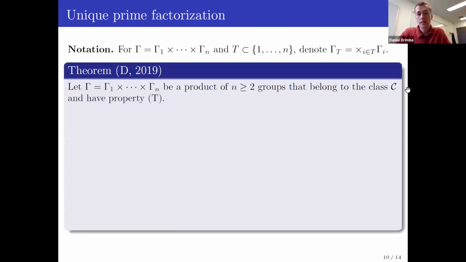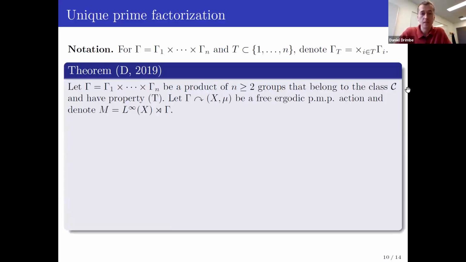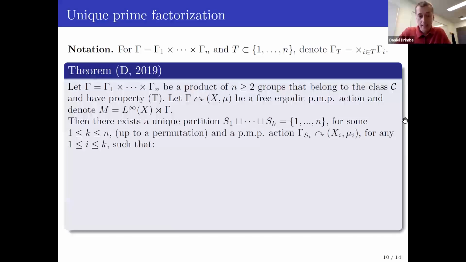Let's assume gamma is a product of n groups that belong to the class C, and each of the groups has property T. Now let's consider an arbitrary free ergodic PMP action, and let's denote by M the associated von Neumann algebra. What we can get is the following. We obtain that these groups, gamma 1 through gamma n, can somehow be split. So we get a partition of 1 to n, and we can look at each set S_i. So we can look then at each group gamma S_i, and we can find a certain action for each of the gamma S_i. So this is a restricted product group.